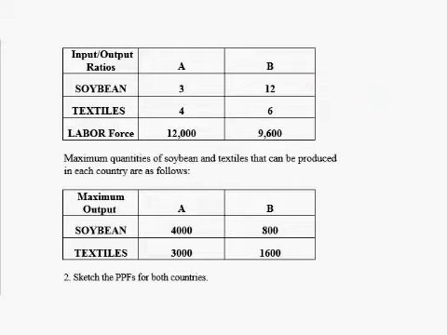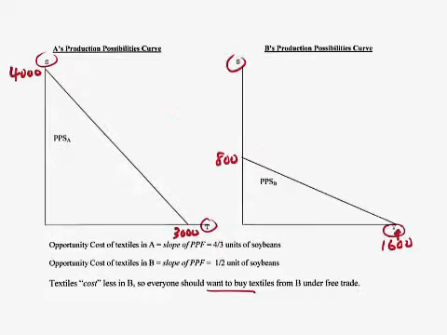Obviously, we understand that this is with specialization. If you only produce soybean in country A, you can get 4,000. If you only produce textiles, you can get 3,000. If you took half of the labor and put it in soybean, you can get 2,000. If you take half of the labor and put it in textiles, you would get 1,500, the midpoint of this particular line, and I'm going to show you how we would proceed.